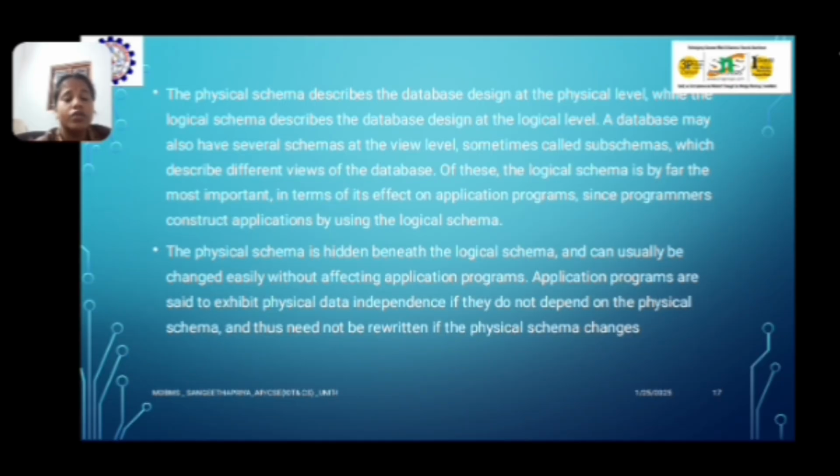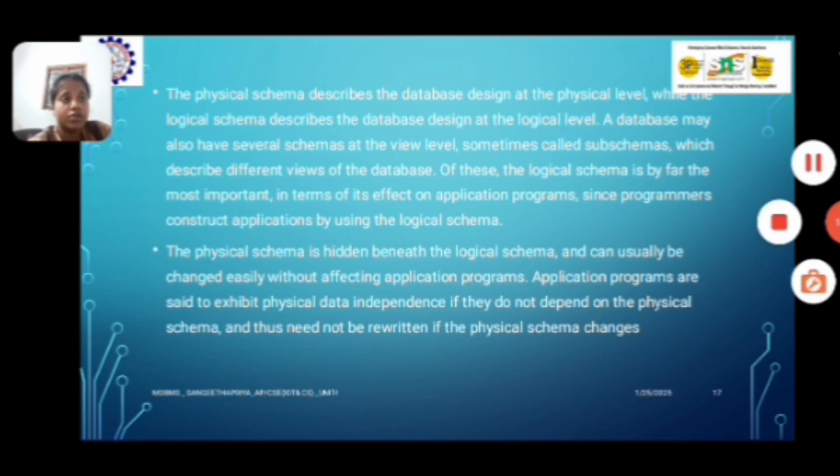Application programs are said to exhibit physical data independence if they do not depend on the physical schema, and thus need not be rewritten if the physical schema changes.